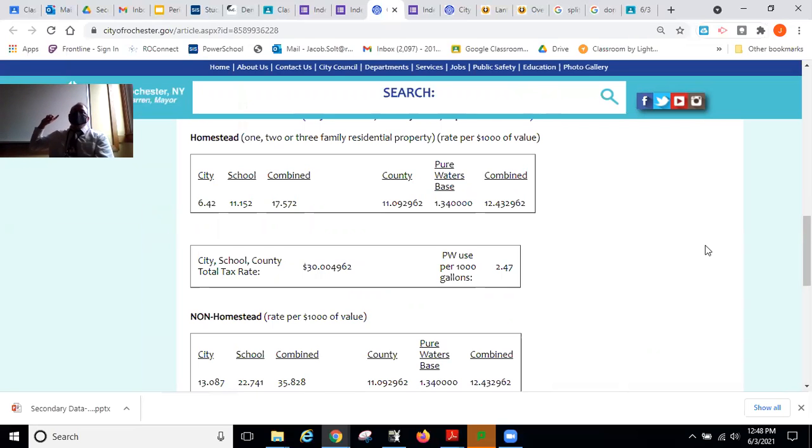247 is the Pure Waters use per 1,000 gallons. That's how much they charge you for the water. Do you see something where they combine the two numbers together? You got it now, right? So here's what's going on. Here's city and school combined. Here's county and Pure Waters combined. When you take 17.57 and add 12.43, you get $30. So really they're charging you $30 per 1,000. That's like the total.